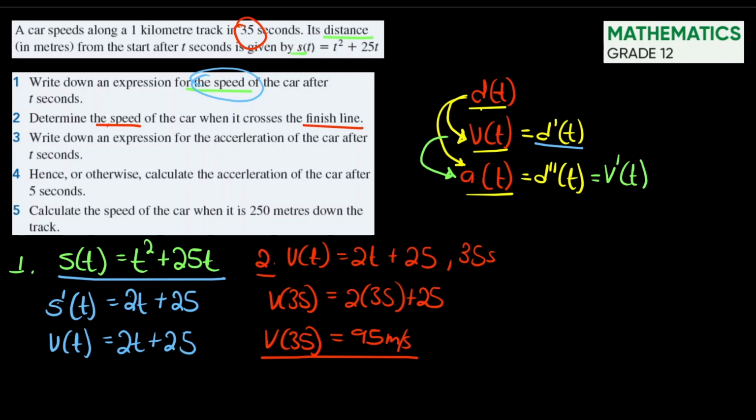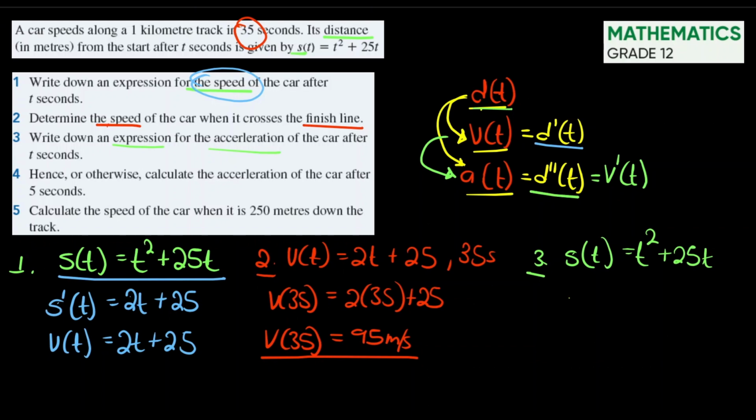And let's move on to the next question, which is also very interesting. It says, hence or otherwise calculate the acceleration. No, it says write down the expression of the acceleration of the car after t seconds. We just want the expression of the acceleration, and we're given the formula of distance. And we always reference our initial formula of distance, which is s of t equals t squared plus 25t.